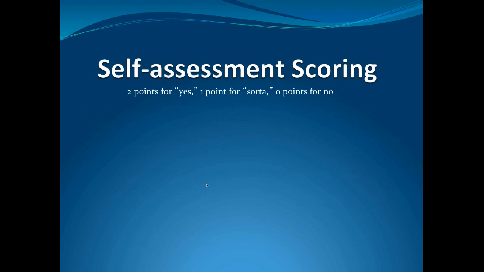So there are 9 questions, so the best score you could have is 18. If you scored more than 18, please check your math. The lowest score is 0. And so if you scored 17 or 18, you're in really, really good shape. There probably isn't much you can learn here. You're welcome to hang around, but probably don't need to.